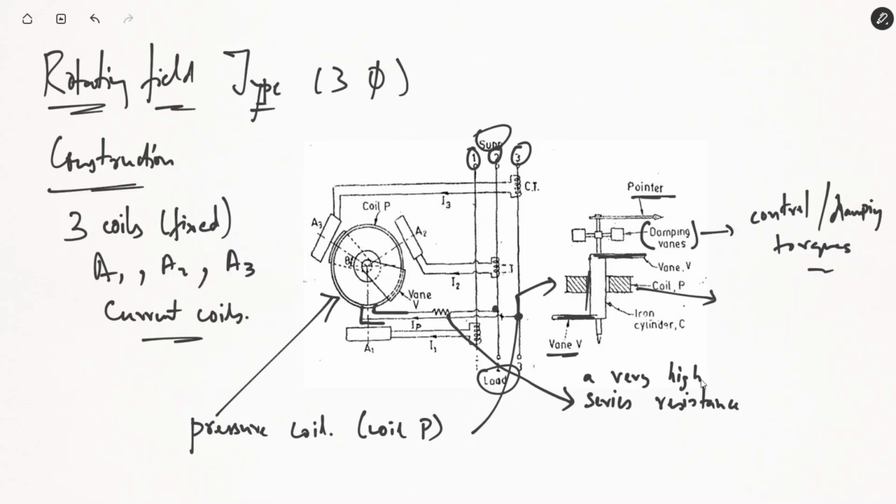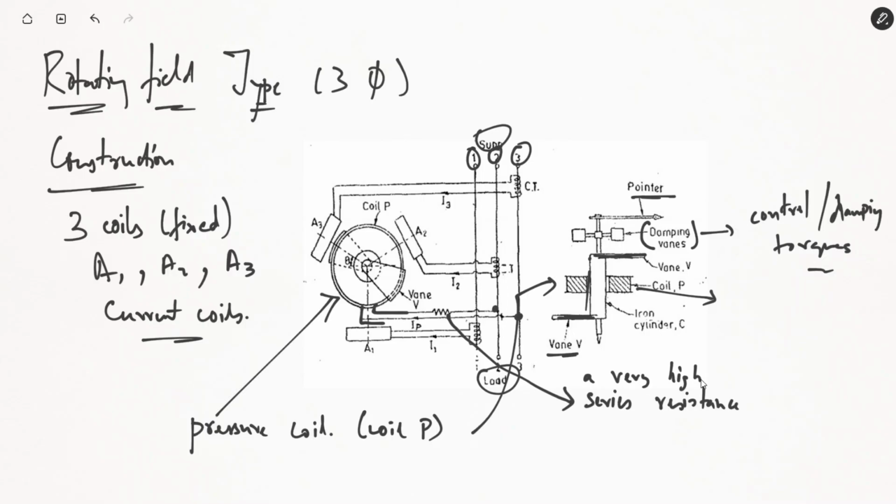So V23 is applied to coil P, so it's carrying current IP, so it will be producing its own magnetic field. The current coils A1, A2, A3 are carrying the line currents I1, I2 and I3. They will be producing their own magnetic fields. So the interaction of the 2 magnetic fields will cause a deflecting torque, and this deflecting torque will be applied to the vanes, which are the moving part in this case, attached to the cylinder. So you'll have torque being applied to the upper vane as well as torque being applied to the lower vane.